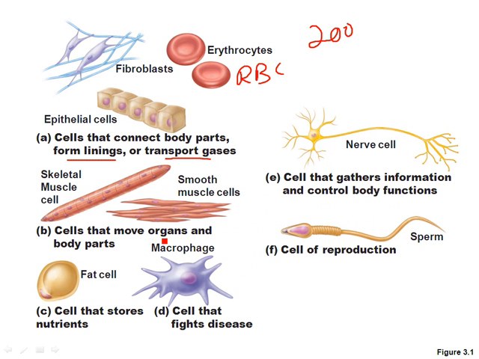You have cells that move stuff, like skeletal muscle that moves bone. When a muscle contracts, it's usually moving a bone. You have cardiac muscle that's, as it's pumping, it's moving blood. You may have cells that store nutrients, like a fat cell. The fancy word for fat cell is adipocyte.